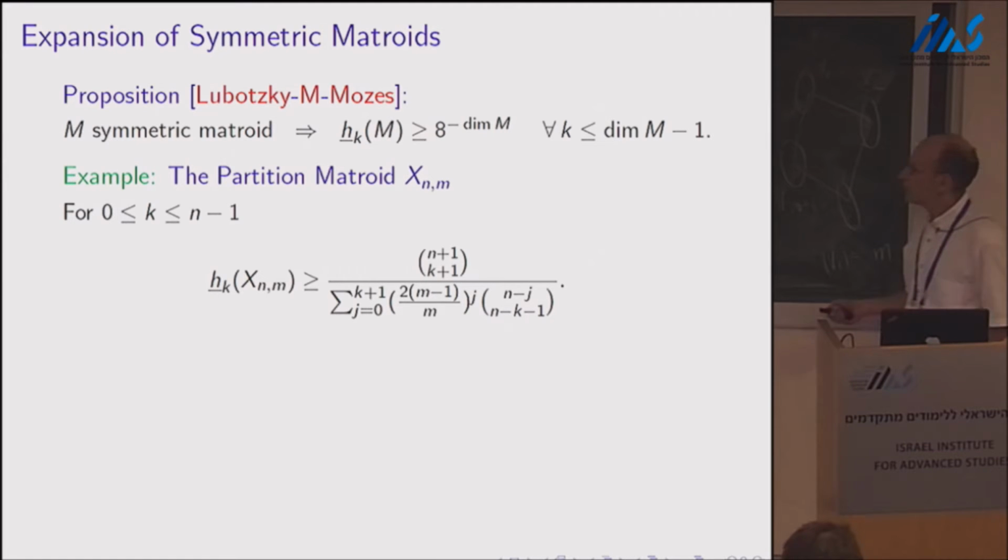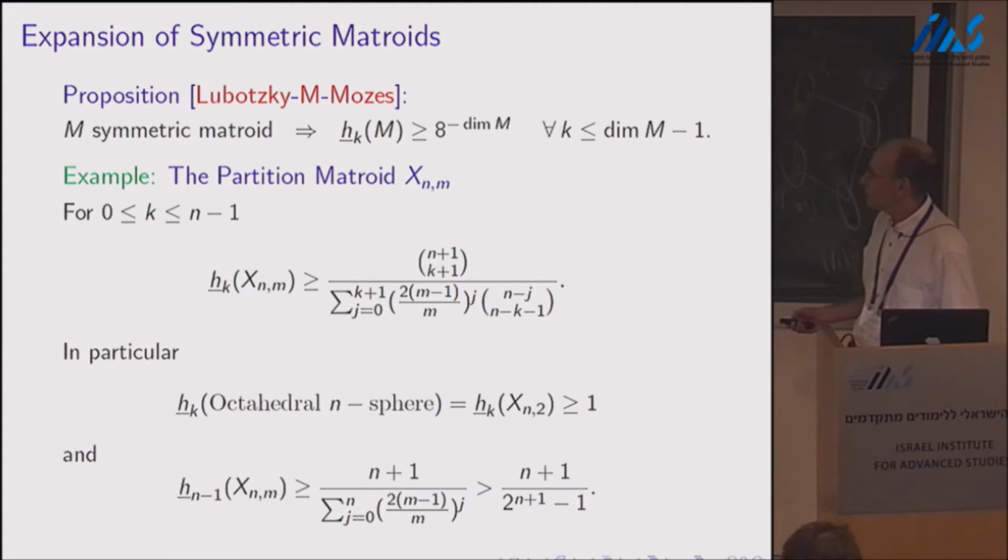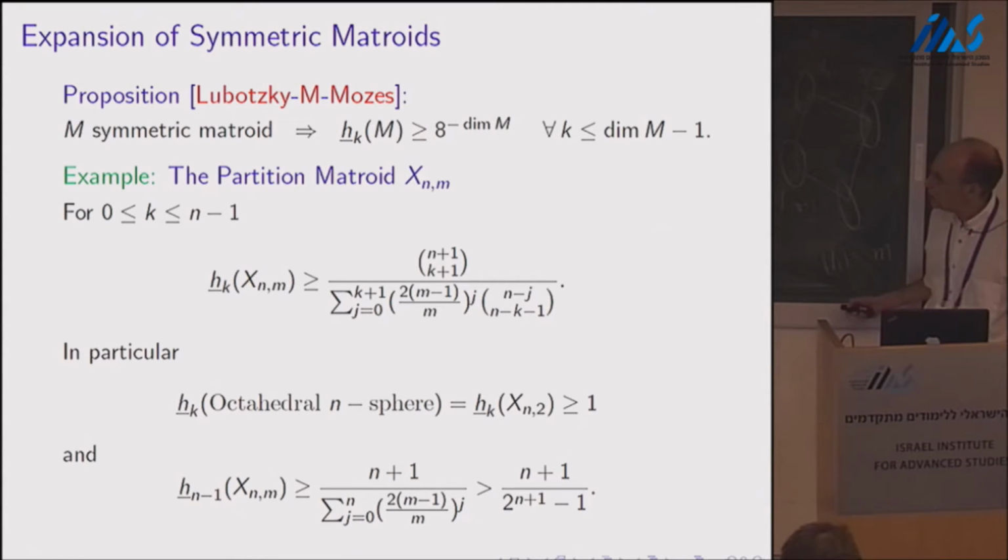In many examples, we can actually improve this. For example, for the partition matroid, we have that the expansion of the octahedral n-sphere is at least 1, which is the best. Actually, it's exactly 1. For the top dimension of a partition matroid, we have this number, which we don't know is exact. It's probably not. And so this is the matroid story as far as we can analyze it.